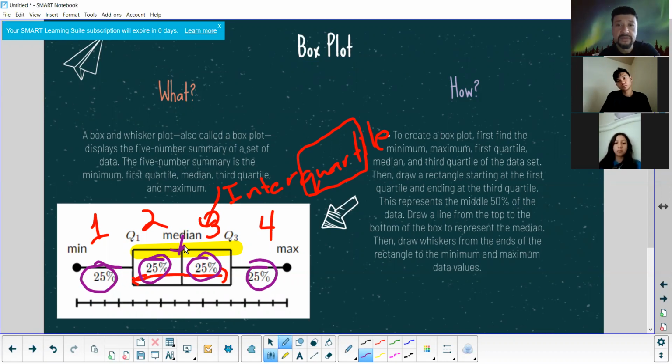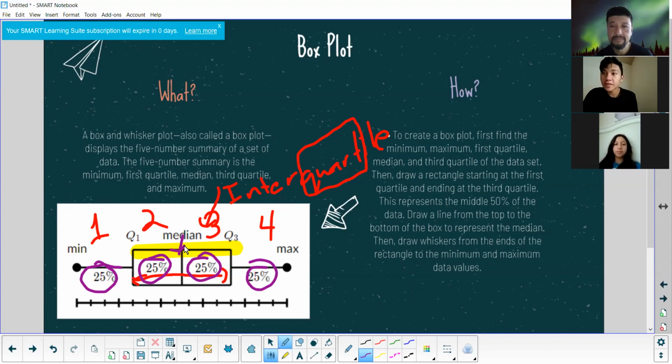Okay, so on to how to make one. Marcus, go ahead and read what it says right here. To create a box plot, first find the minimum, maximum, first quartile, median, and third quartile of the dataset.